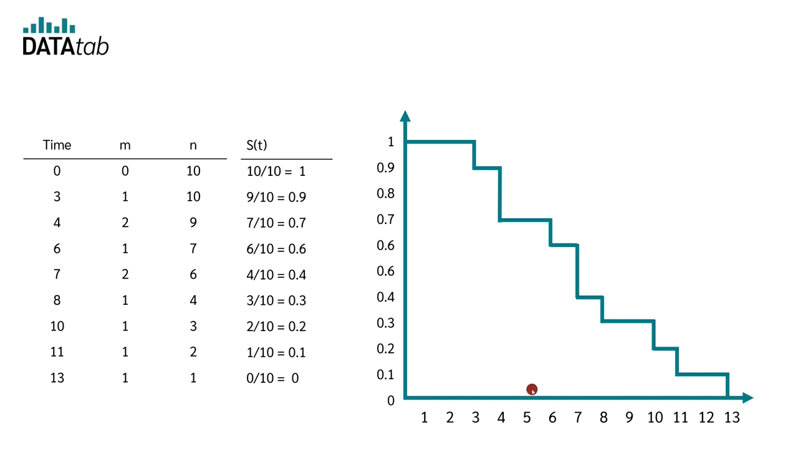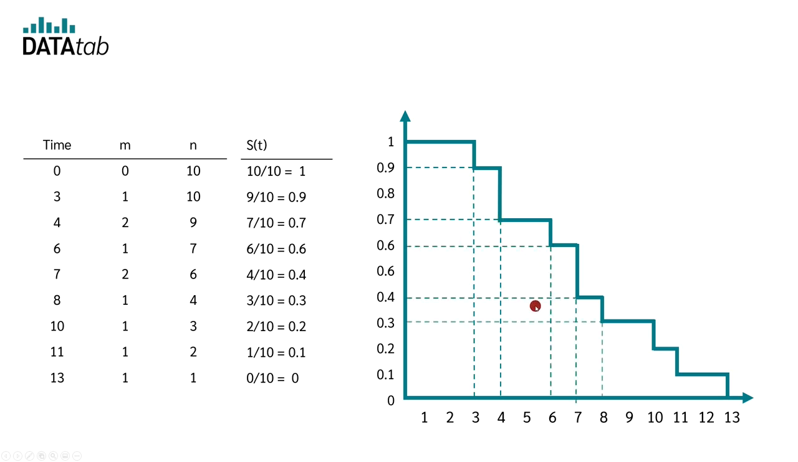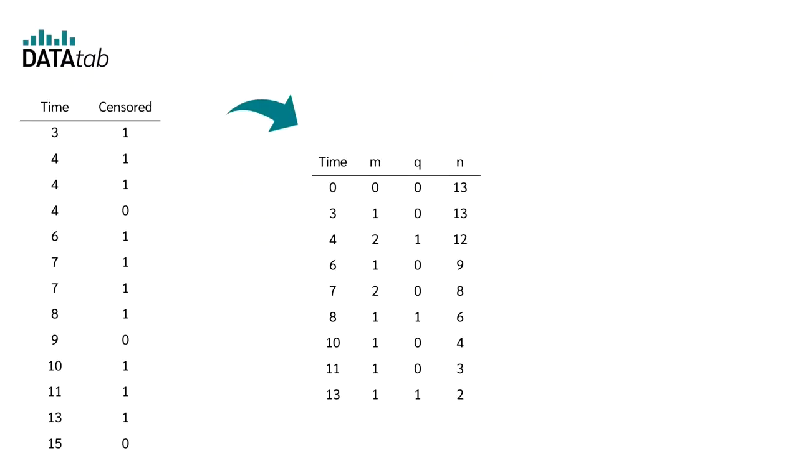Now we can plot these values. At 0, we have 1. At 3, we have 0.9. At 4, we have 0.7. And at 6, we have 0.6. Thus, we can now read from the Kaplan-Meier curve what percentage of the filling has not yet broken out after a certain time. But now we will still have to look at the case when sensor data is available.